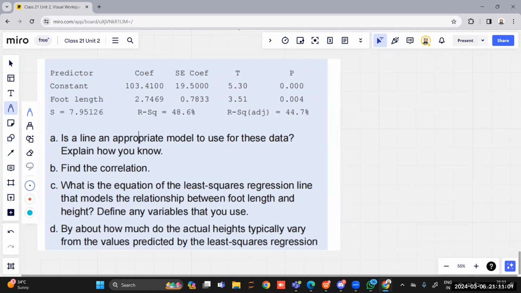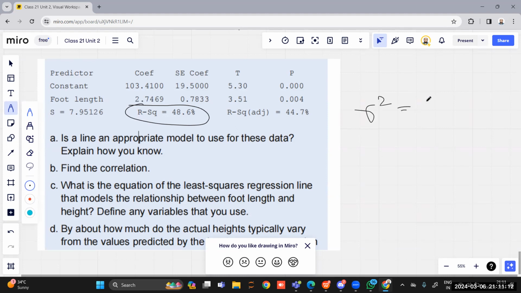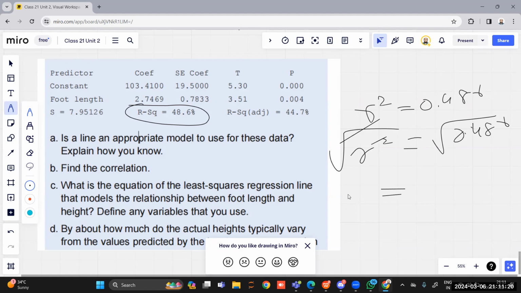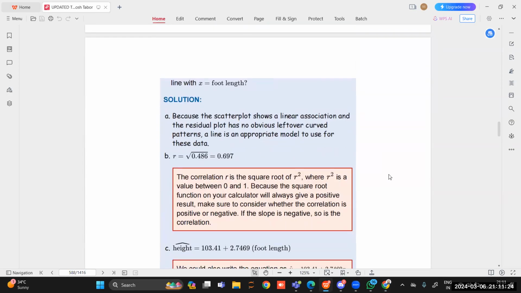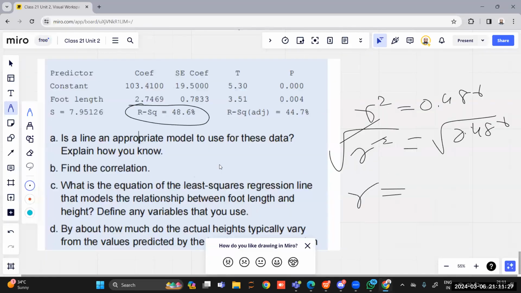So here is the R squared value. R squared is around 0.486. So we'll take the square root of R squared, the square root of 0.486. The square and the square root get cancelled, so R is around the square root of 0.486. As done here, it was 0.697. That's correct.